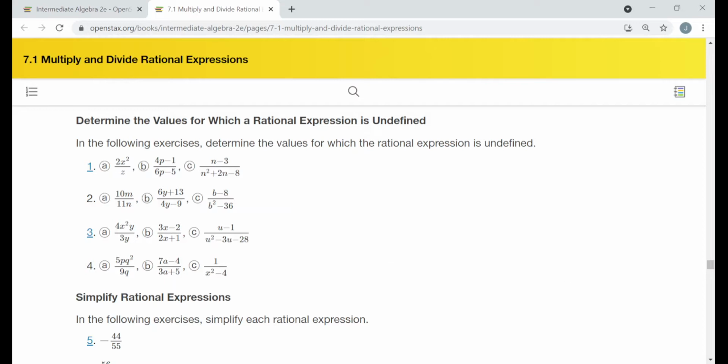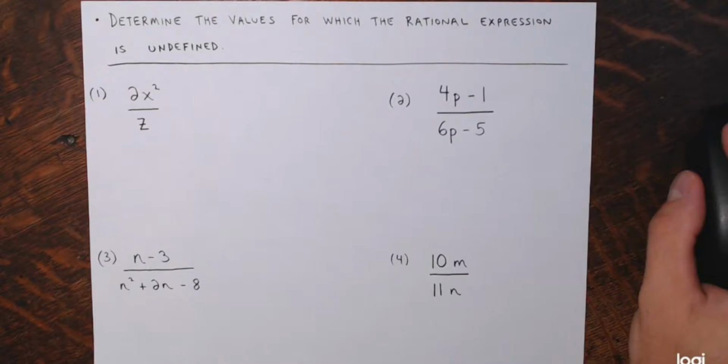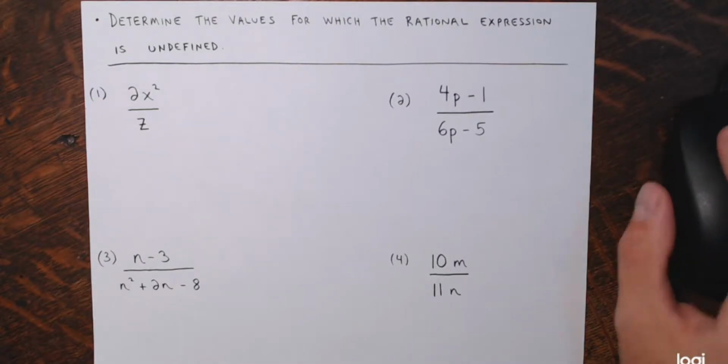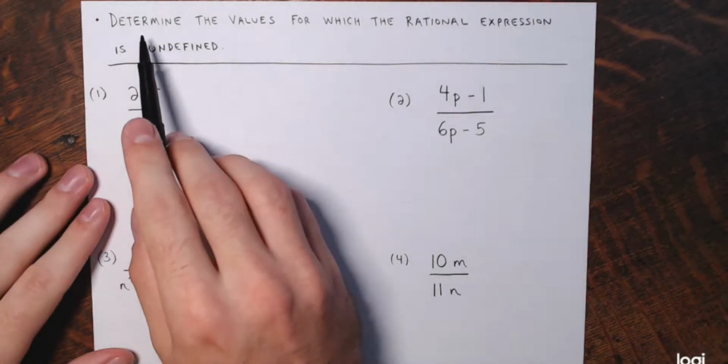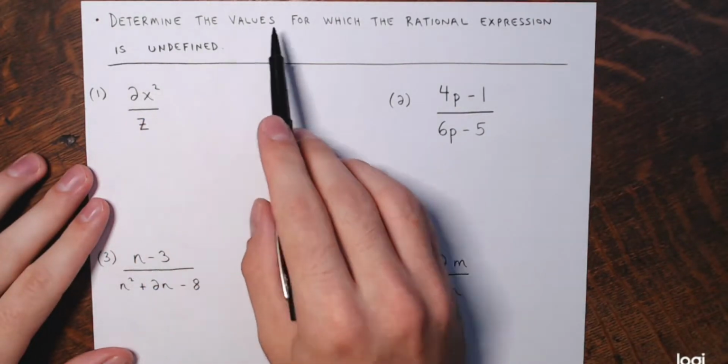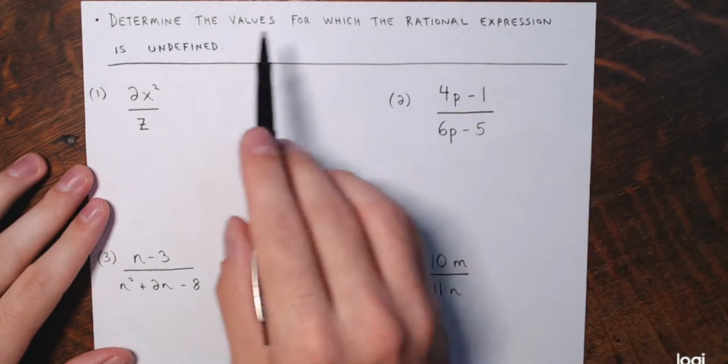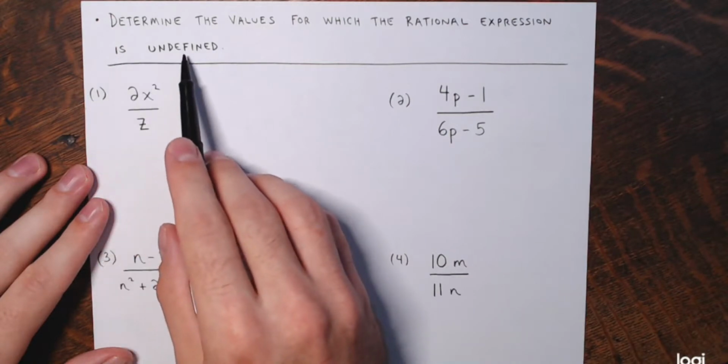Alright, so let's get into the examples. Again, example 1 is number 1 part A. I've put 4 examples up on each page. Again, the instructions are: determine the values for which this rational expression is undefined.